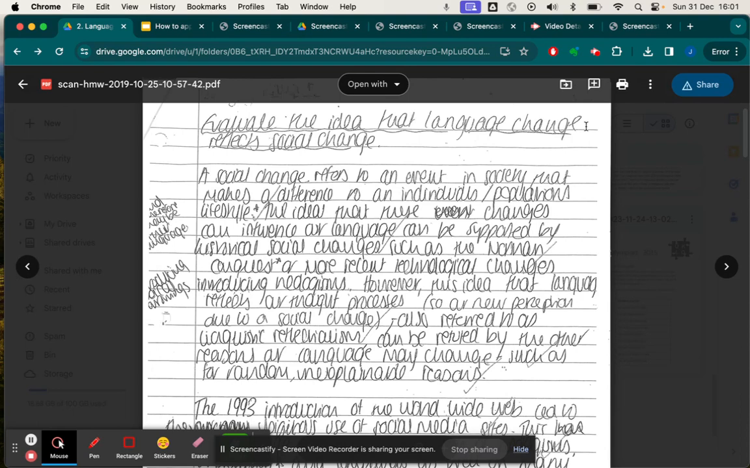Cool. Welcome back. So let's go through. This student has ticked off all of the boxes for what I think is a good introduction. They've started off with a broad definition that is related to the topic, and they've also included that buzzword social change as well when they talk about an event in society that makes a difference to an individual or a population's lifestyle. This could really be more linguistic focused and language focused, but it's still a solid example of what that beginning part should look like.